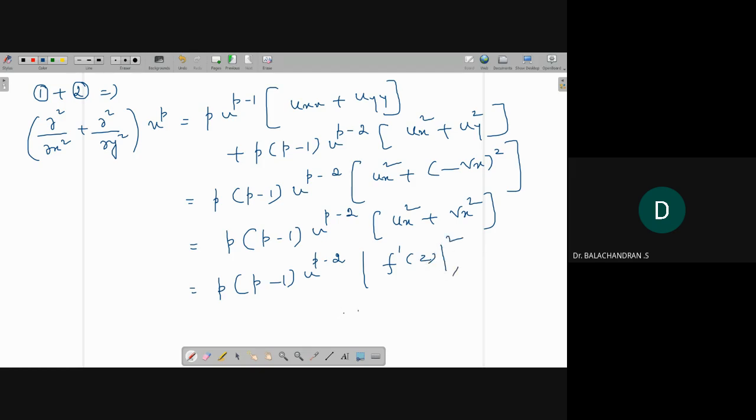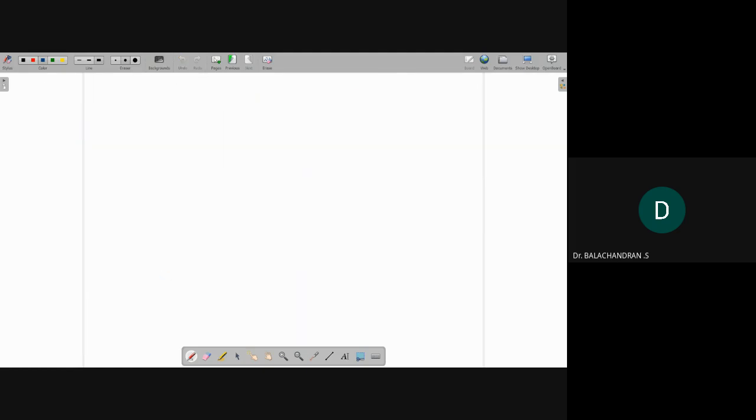So since f dash of z equal to ux plus ivx, from this you can find modulus of f dash of z. So left hand side is what? Dou square by dou x square plus dou square by dou y square of u power p. Third one is over.